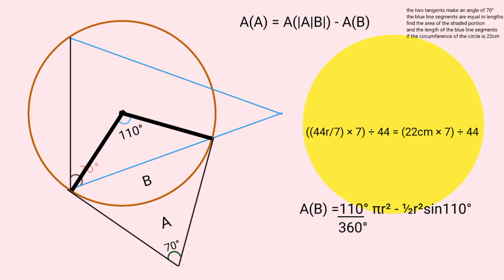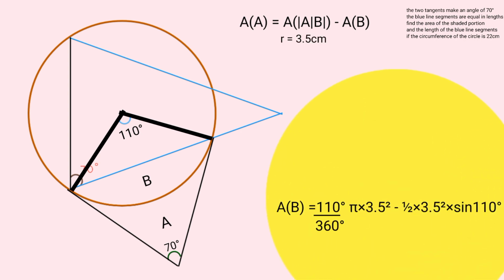Now we have 44 r over 7 times 7 divided by 44 equals 22 centimeters times 7 all divided by 44. Here 7 cancels 7, and 44r divided by 44 is r. Here 22 centimeters times 7 is 154 centimeters. 154 centimeters divided by 44 is 3.5 centimeters. So r, which is the radius, is 3.5 centimeters.